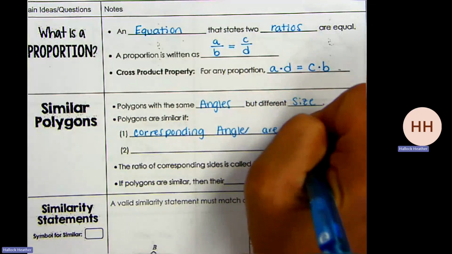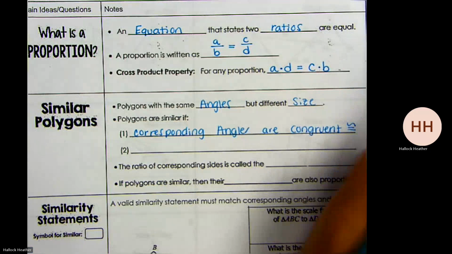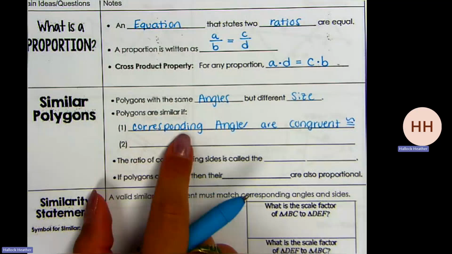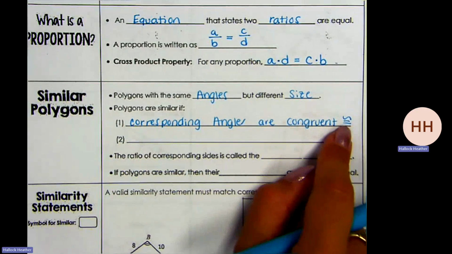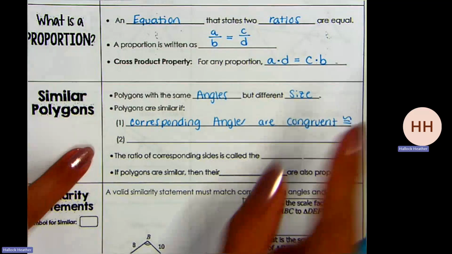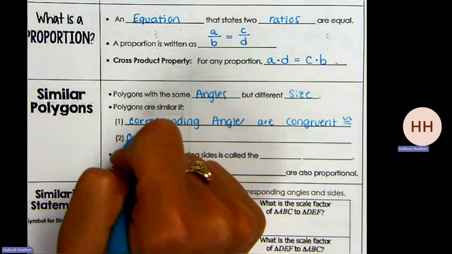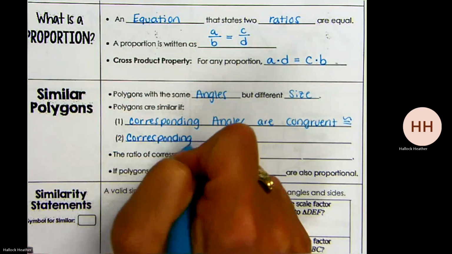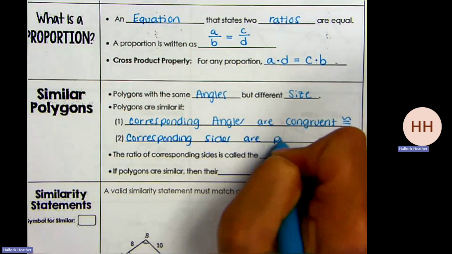Corresponding means the same location, the same spot, and the same angles are congruent. Remember, this is the congruency symbol: an equal sign with a squiggle on top. And then the second thing is corresponding sides are proportional.